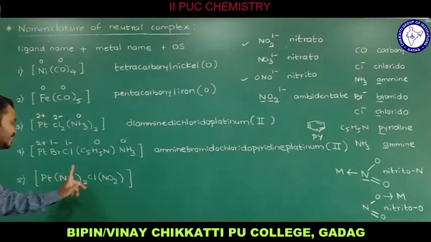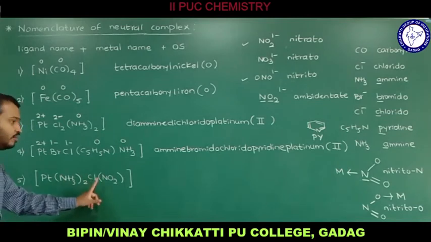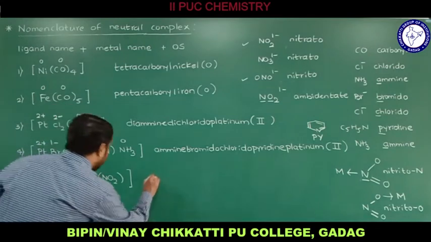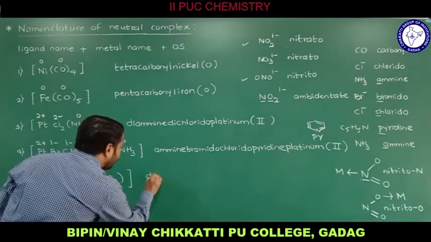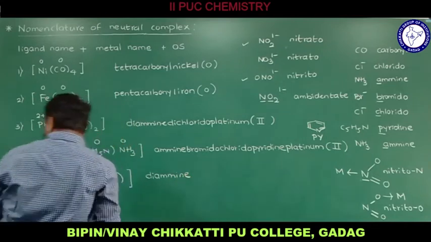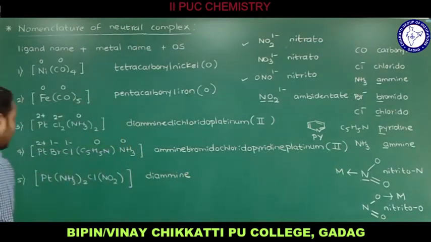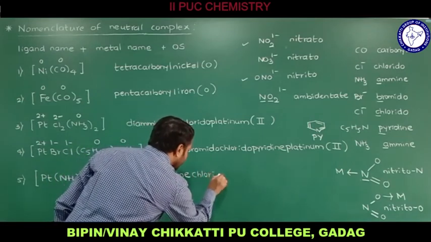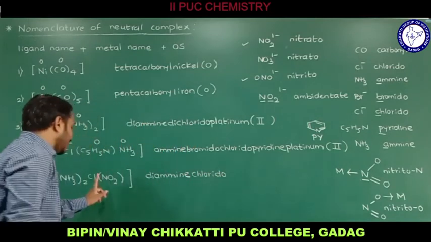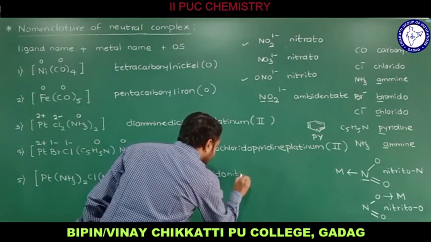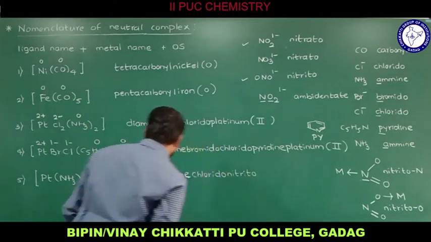So NH3, Cl, NO2: this is ammine, this is chlorido, this will be nitrito. First comes ammine, so let me write the name, and since we have a 2, therefore diammine. Diammine I write, and next will be Cl, that is nothing but chlorido. And we have NO2, and that I write as nitrito.